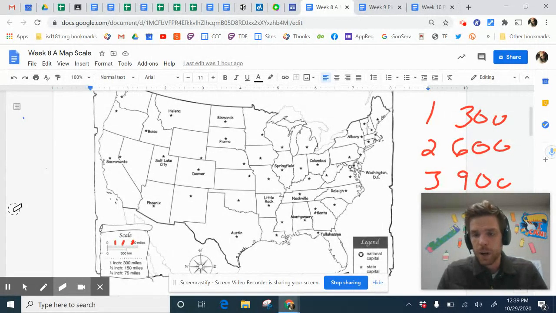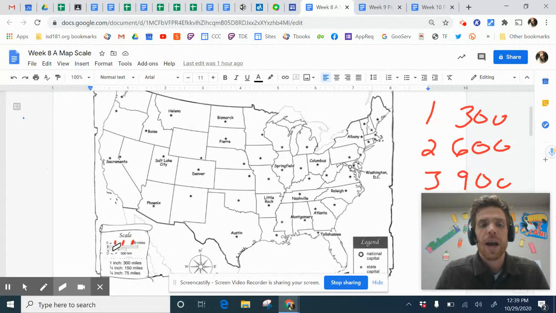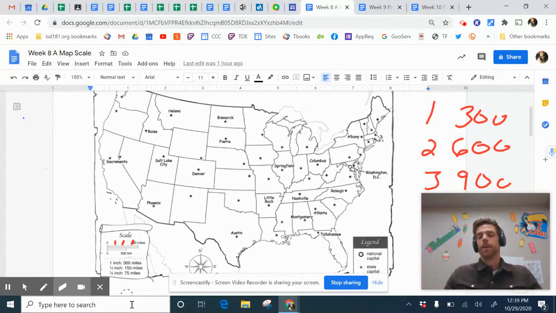Could I break out a ruler and actually measure it? Yes, you totally could. You could measure exactly how far it is from Salt Lake City to Denver, and if it is 1.5 inches like my thumb estimates, that would mean 1 inch is 300, half an inch is 150, 450 miles. I don't know that that's exactly true because I don't have a ruler on me. I wish I had a ruler. So I use my thumb. That's one tool. Ruler was another tool.